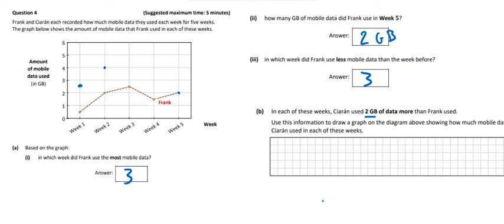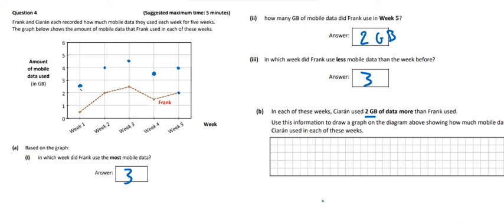Week 3, Frank used 2.5, therefore Kieran must have used 4.5 there. Week 4, Frank used 1.5, so therefore 2 more than 1.5 is 3.5. And then week 5, Frank used 2, so therefore 2 more than that is 4. So what you should end up getting is you should get it basically to look identical to Frank's line, but moved up 2.